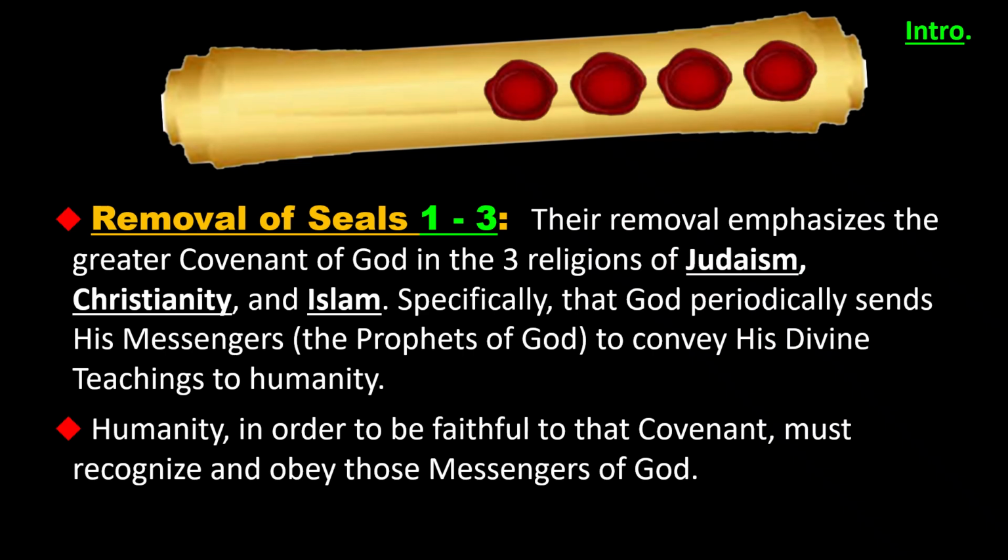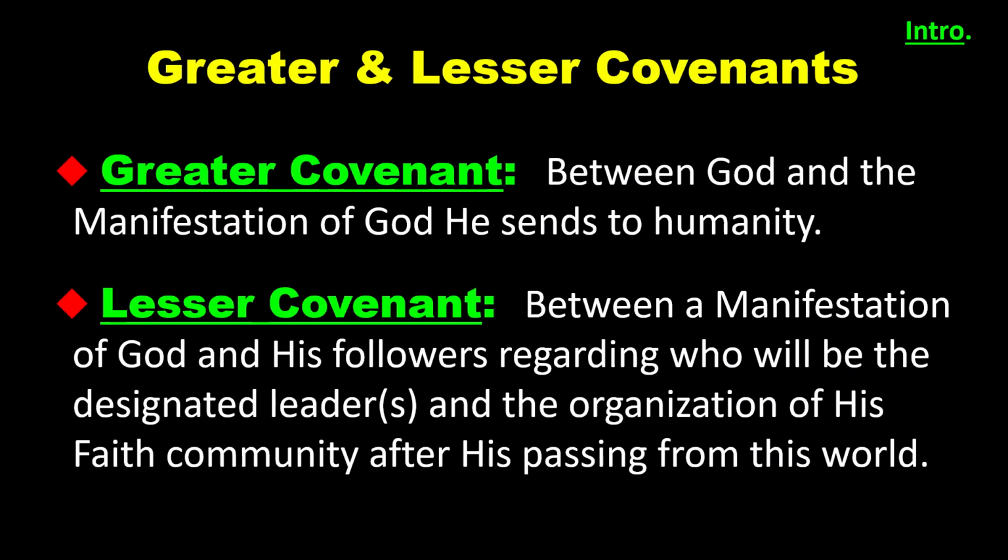Humanity, in order to be faithful to that greater covenant, must recognize and obey those messengers. To clarify, the greater covenant of God is between God and the manifestation of God he sends to humanity. For instance, God made a covenant with Abraham to provide blessings to humanity through Abraham's descendants. This has been fulfilled through Jesus Christ, Muhammad, the Bab, and Baha'u'llah, all descendants of Abraham. There are some theories that Buddha and Zoroaster also descended from Abraham.